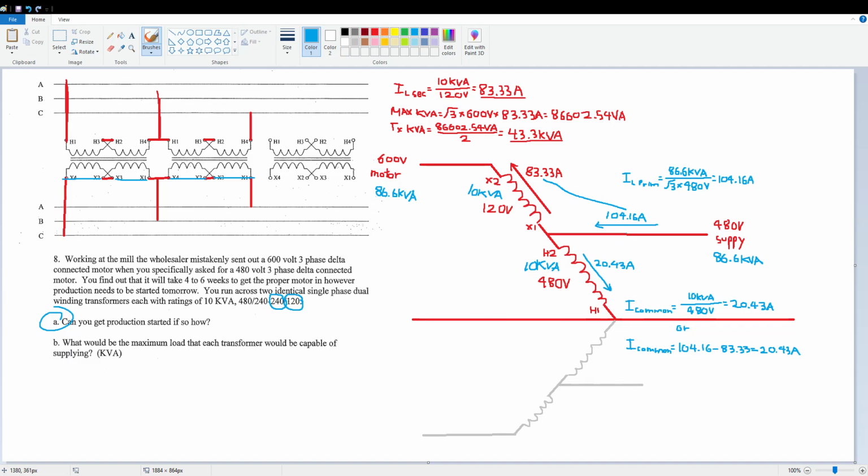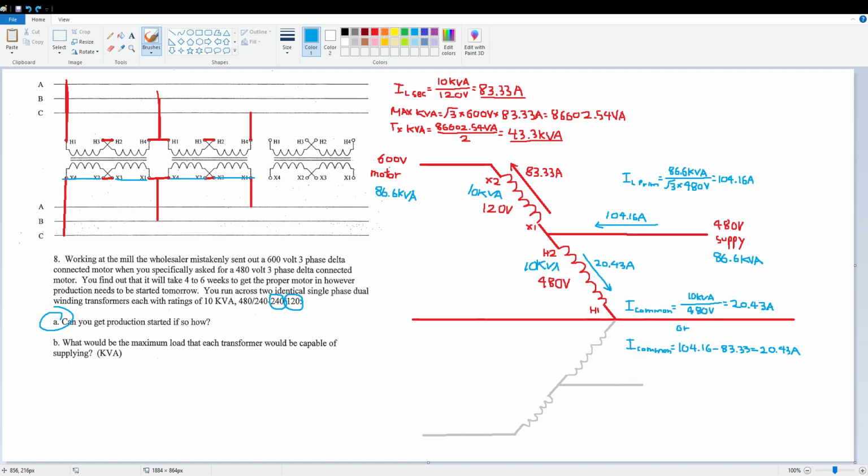Also, there's a relationship between these 3 currents. You can find the common current, which is in here. This is the common winding, by just subtracting these 2, and then you're given this. Or if you want to find this, you just subtract these 2, and you're given that, right? So I can find each of those. Yeah, that's pretty much it.